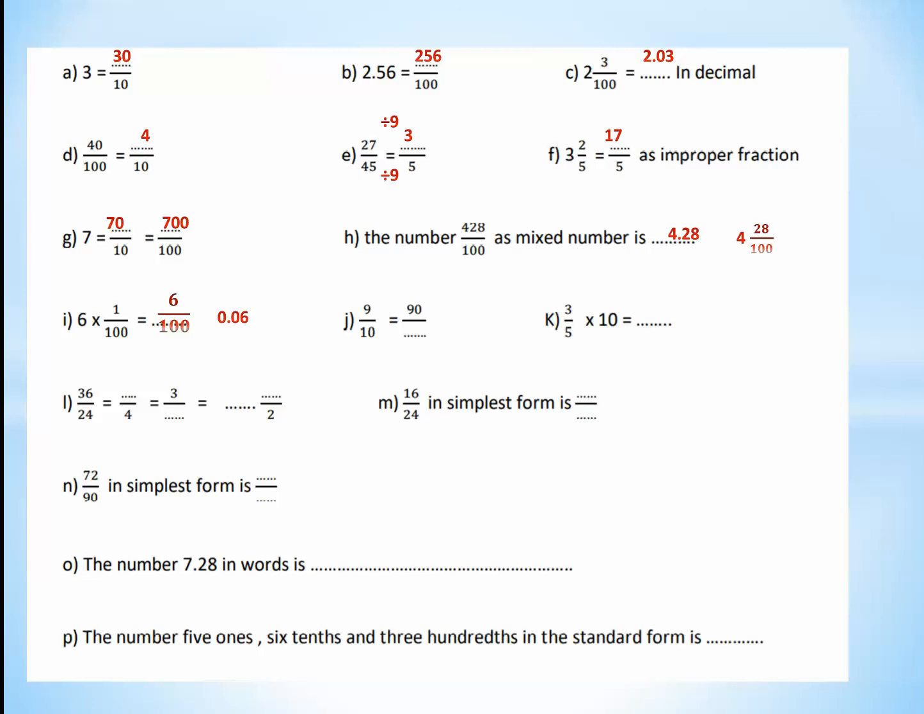9 becomes 90, so it will be times 10. So the denominator times 10, 10 times 10 equals 100. 3 over 5 times 10 means 30 over 5. 30 over 5 equals 6.